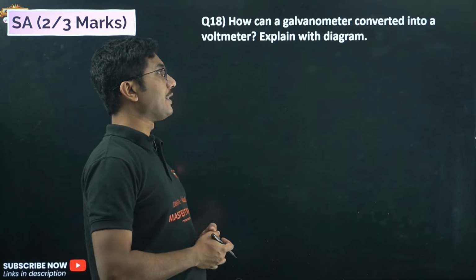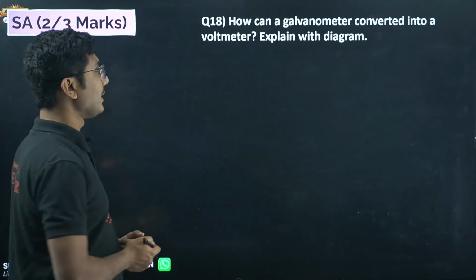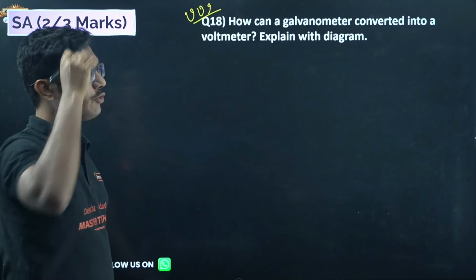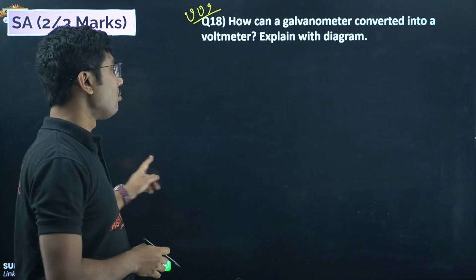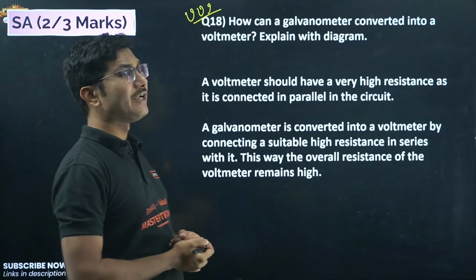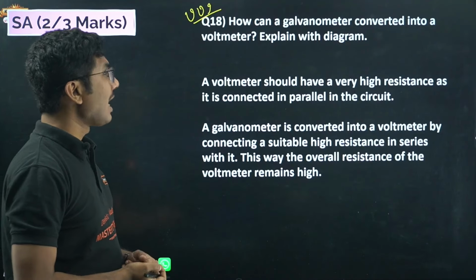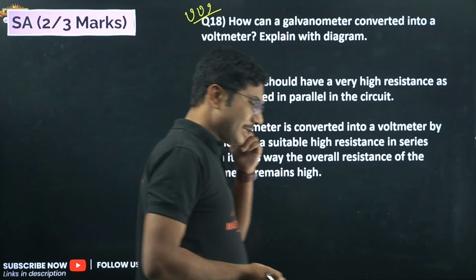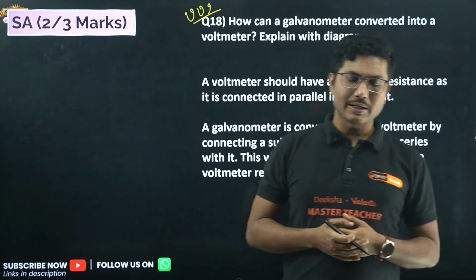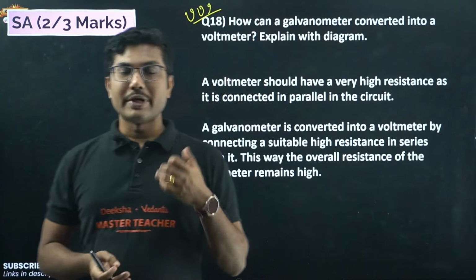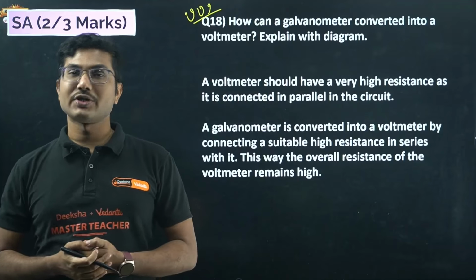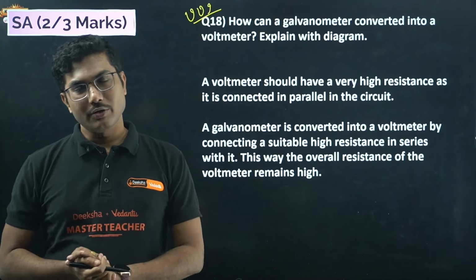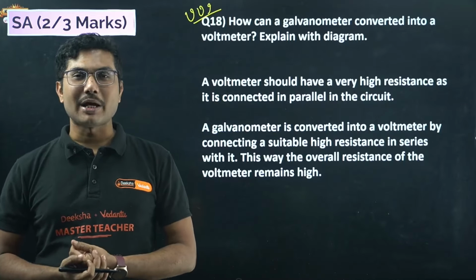How can a galvanometer be converted into a voltmeter? Explain with diagram. This is also a very important question. Galvanometer to voltmeter, galvanometer to ammeter, both are important. A voltmeter should have a very high resistance, as it is connected in parallel in the circuit. Suppose you are connecting a resistance in parallel. If the resistance of the parallel connection itself is low, then most of the current will pass through the galvanometer itself, and there will be very little current passing through the actual resistor.